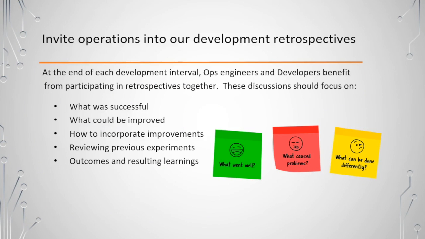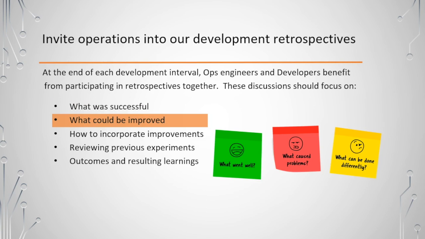Development retrospectives are meetings held at the end of each development interval. The purpose of these meetings is to give all team members a chance to review and discuss the last development interval with the goal of improving our effectiveness and quality of work. These discussions should focus on what was successful, or in other words, what did we do right? What went well? What should we continue to do?